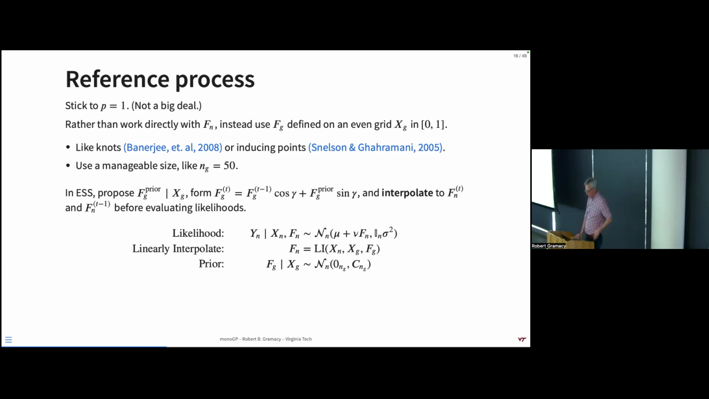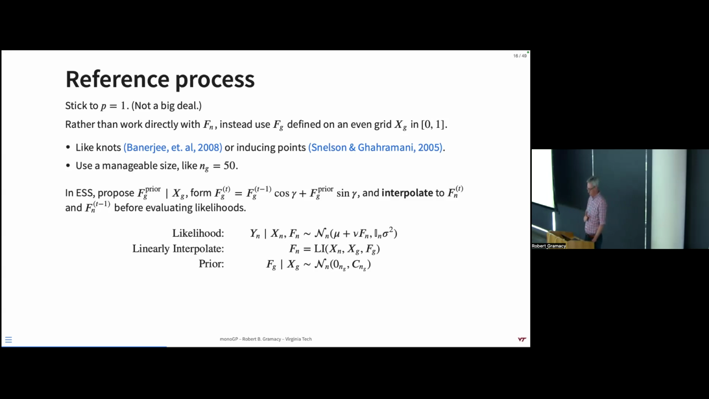Okay. So in my elliptical slice sampling algorithm, I'm not going to propose function outputs for the training data. I'm going to propose them on this reference grid. And then I'm going to use linear interpolation to map them to the corresponding outputs at the training data, and also anywhere that I want to make a prediction.